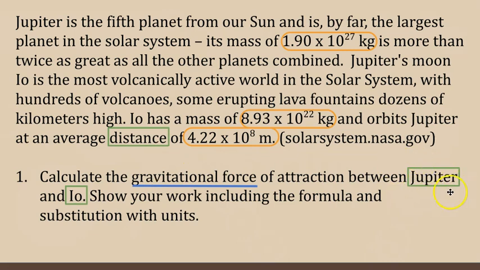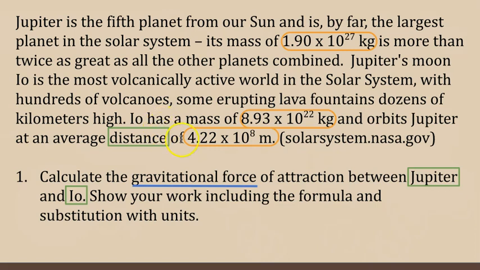And I put a box around Jupiter and Io because I think it's important to know what two objects I'm looking at for this gravitational force. And I also put a box around distance because in the formula that we're going to use today, we use r to represent distance between two objects.